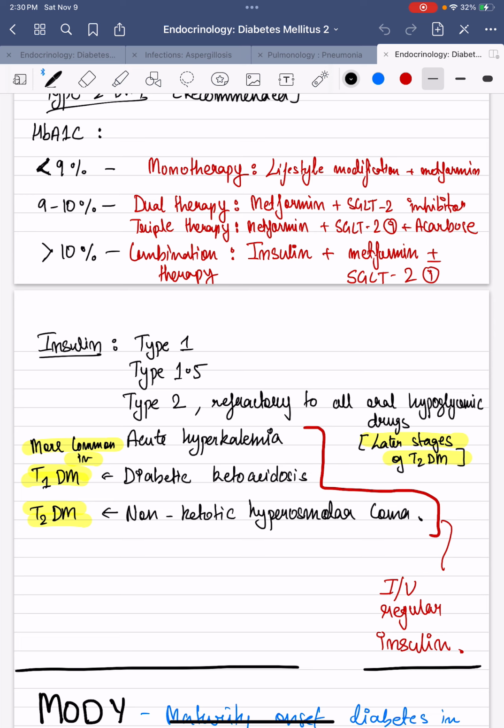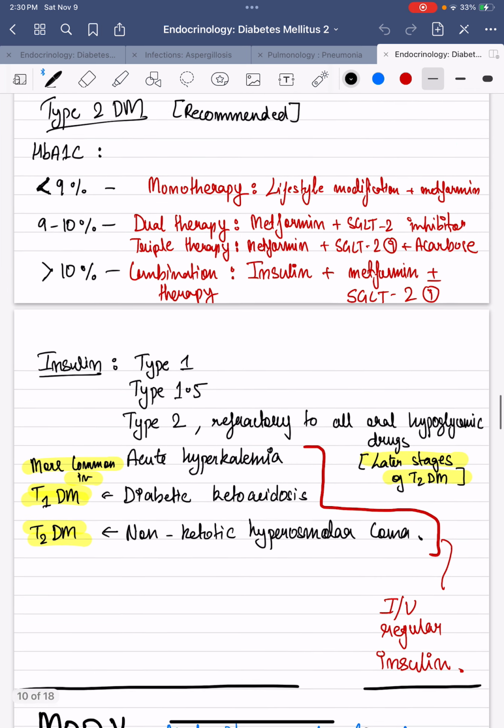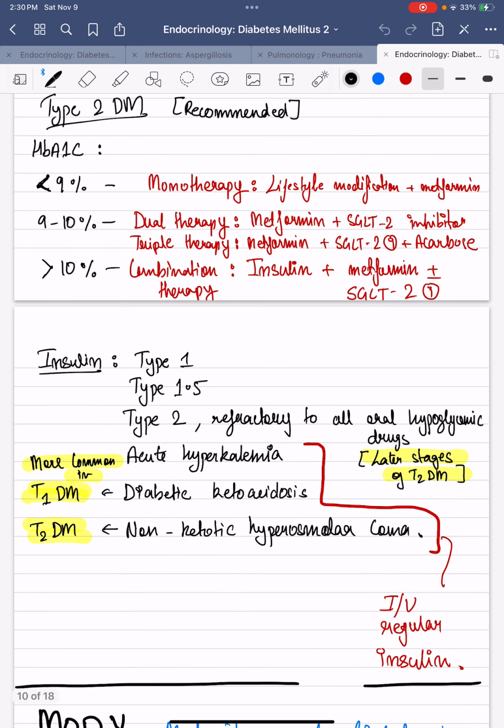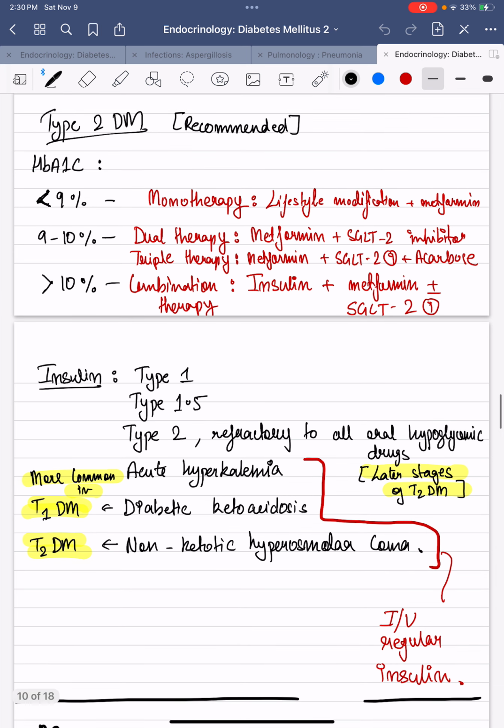And in type 2 diabetes mellitus, if the HbA1c is more than 10%, and in the later stage of type 2 diabetes mellitus, it is sometimes refractory to all oral hypoglycemic agents or drugs. Refractory means that if you give more medications to reduce the HbA1c level, it will not reduce. Instead of reducing, the blood sugar level will increase.